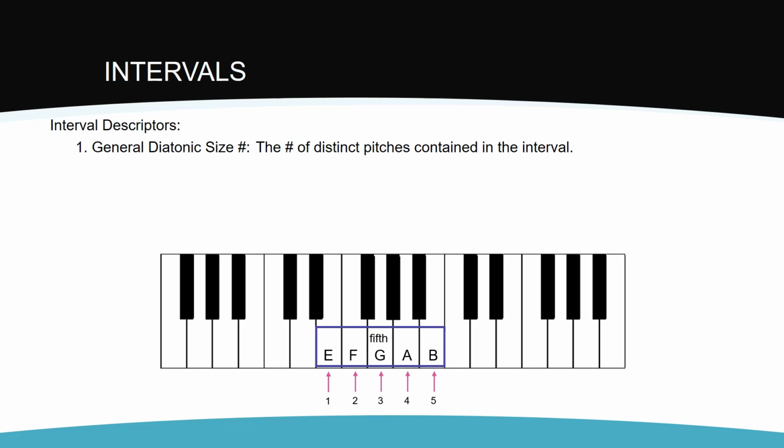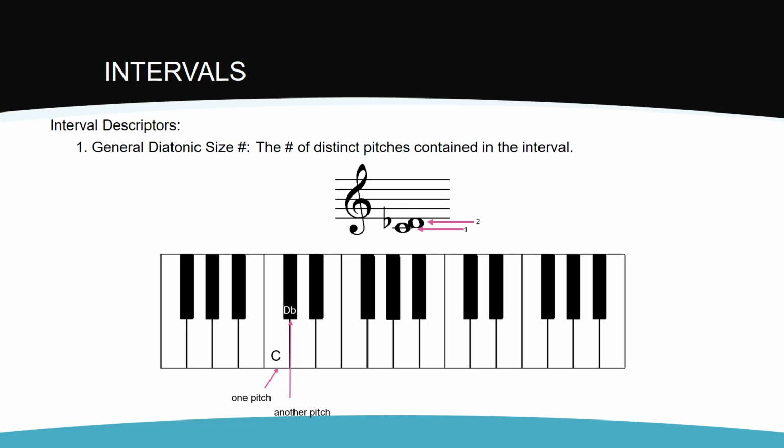On the staff, the general diatonic interval is represented by the number of lines and spaces contained within the interval. The possible general diatonic size of an interval can range from having no distance, which is called a unison, up to an infinite distance, but we generally stop at the 12th. When finding the general interval size, the use of accidentals does not change the general size of the interval. The distance between C and D flat is still a second. Even though it is a smaller type of second, there are still 2 pitches contained in the interval.